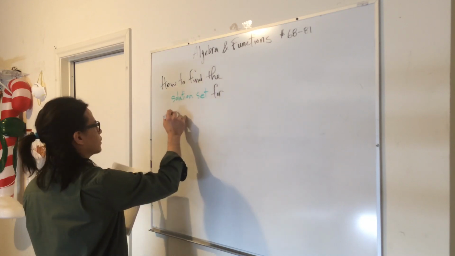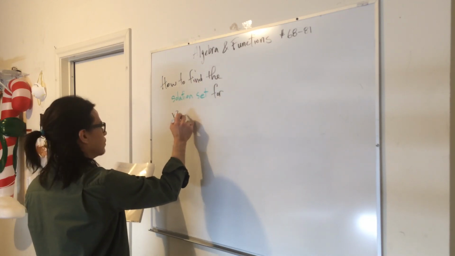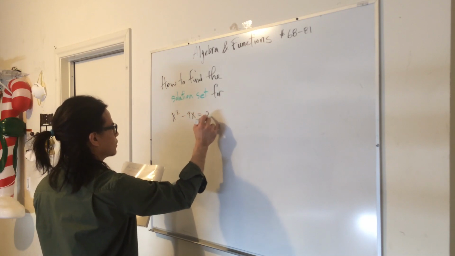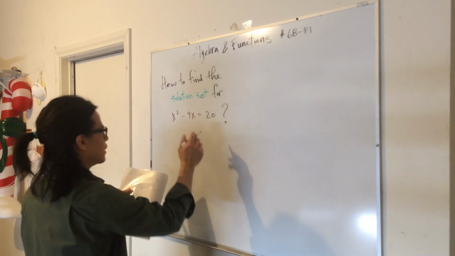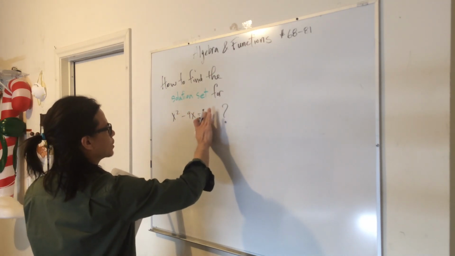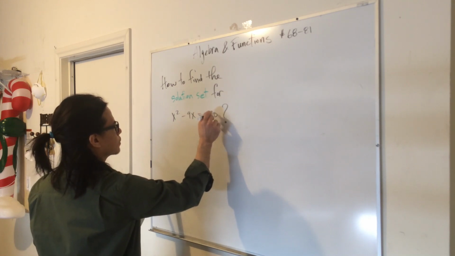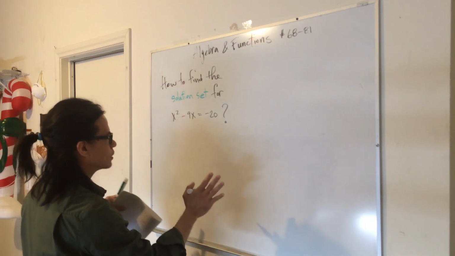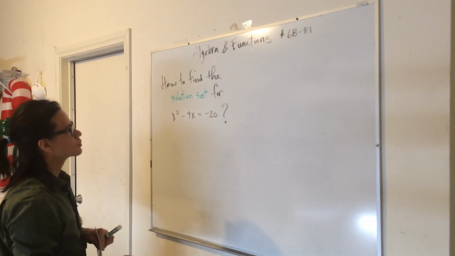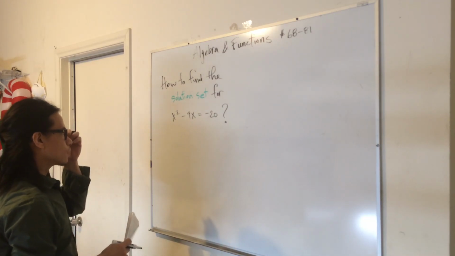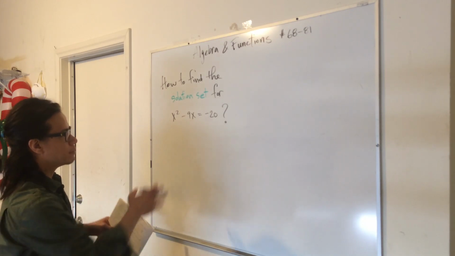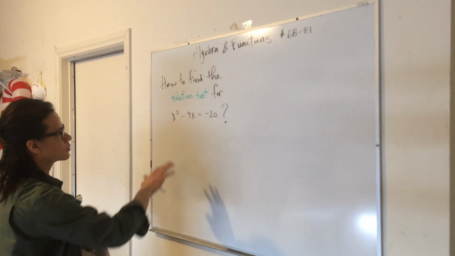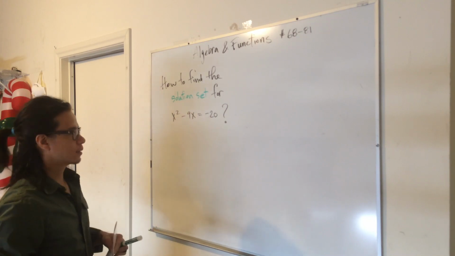this equation here. X squared minus 9x equals 20. Notice that, you know what, let's make it negative 20. What would x have to be in order to satisfy this equation? Okay, so that's what we're looking for. There might be two answers here. That's why it's a solution set.